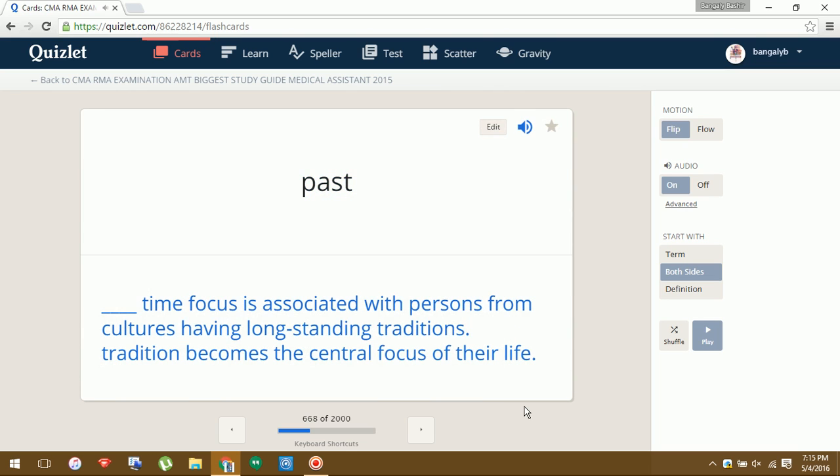Past. Blank time focus is associated with persons from cultures having long-standing traditions. Tradition becomes the central focus of their life.